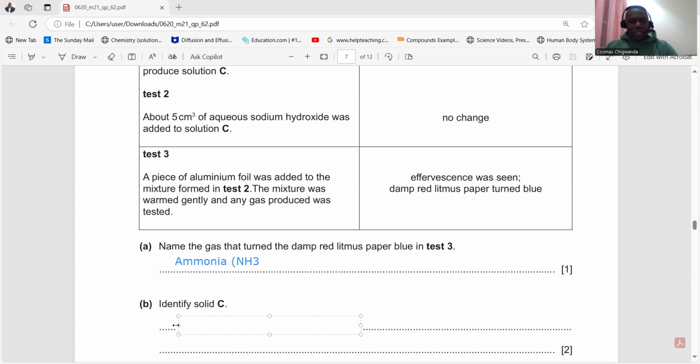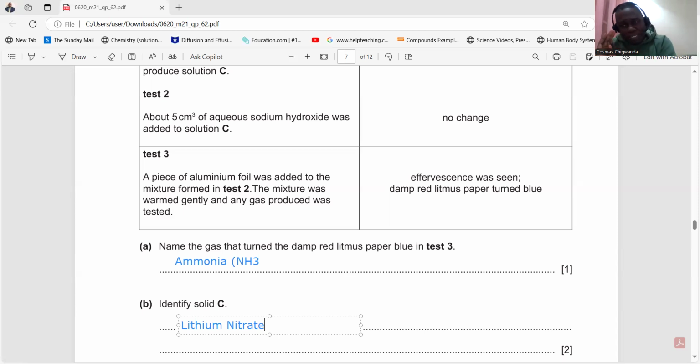Identify solid C. Solid C is going to be lithium nitrate. So we have lithium nitrate, okay? Right, that's why you are seeing that there are 2 marks here. 1 mark is for identifying the positive part of the salt, and the other mark is for identifying the negative part of the salt. You are writing 1 line and getting 2 marks because you derived the answer from the table. Please just have these tables.